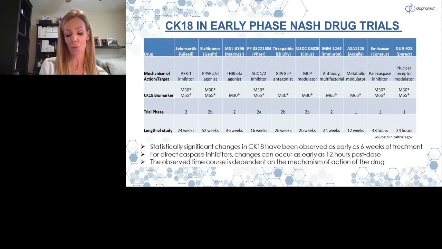Statistically significant changes were observed as early as 6 weeks after treatment, which is much sooner than significant changes in histology would be expected. In a couple of studies, like the one for amricasan and DUR928, decreases in CK18 were seen within just hours of dosing, and this is likely due to a direct inhibitory effect of these drugs on caspase activity. So using CK18 might be useful as an early indicator of target engagement and drug efficacy in early phase NASH trials, keeping in mind that the observed time course is probably dependent on the mechanism of action of the particular drug that is being investigated.